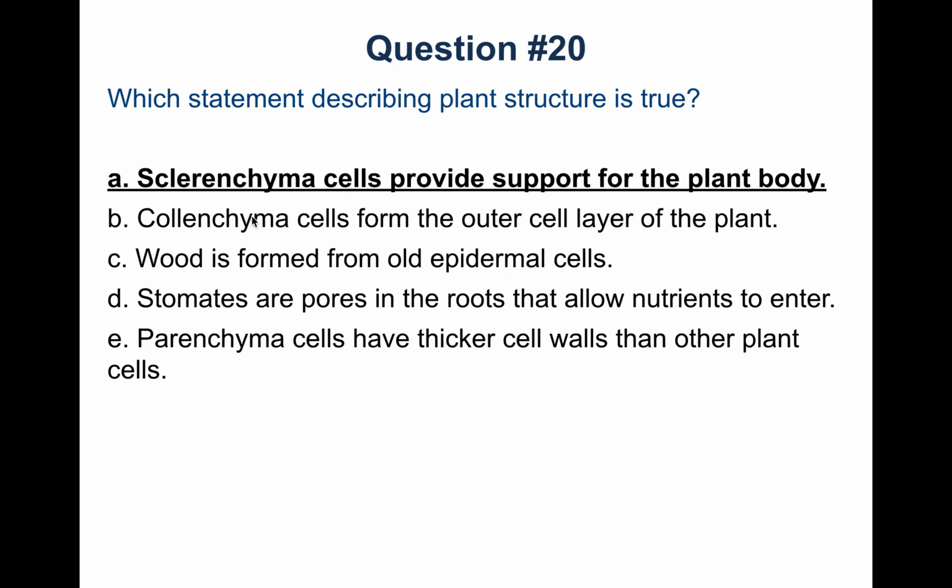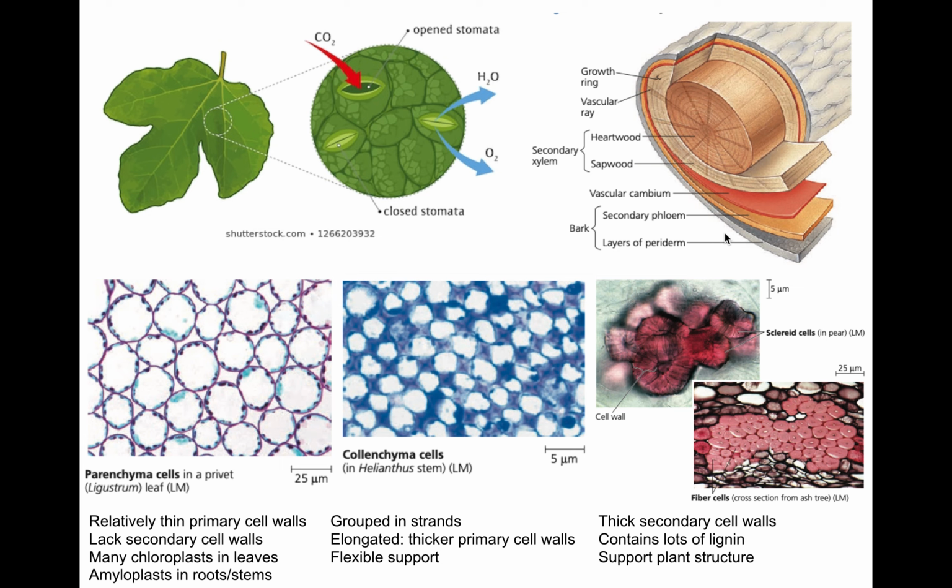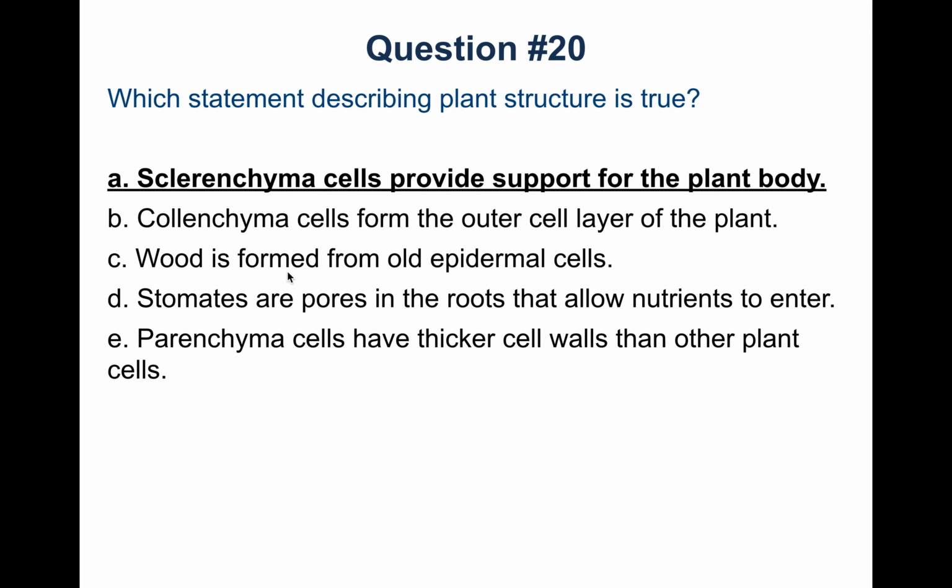Let's see, which one? Wood is formed from old epidermal cells. Wood is actually formed from xylem. All right, so when you have the trunk of a tree, the inner portion, the wood, is the xylem. Then you've got the vascular cambium, and then the outer bark portions are actually phloem. All right, so that is not epidermal cells.